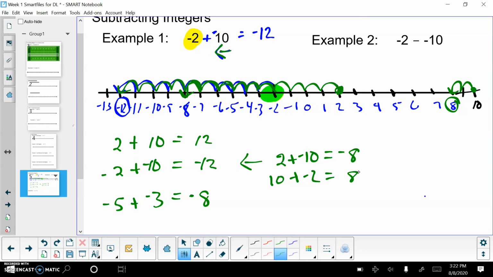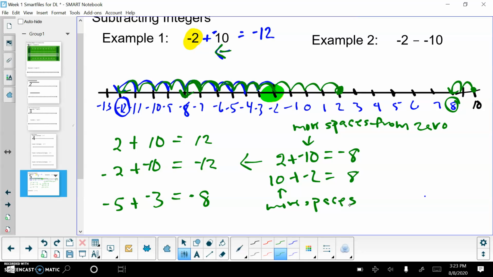Well, 2 is only 2 spaces from 0. 10 is 10 spaces, -10 is 10 spaces from 0. So this is more spaces from 0. Whichever number is more spaces from 0, the answer will match the sign of that number. Since 10 was negative, the answer 8 should also be negative. Same thing on the bottom little example. The positive 10 is more spaces from 0, and now it's positive, so my answer is the positive 8.